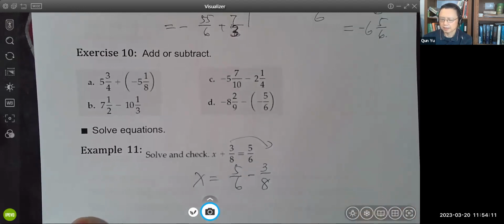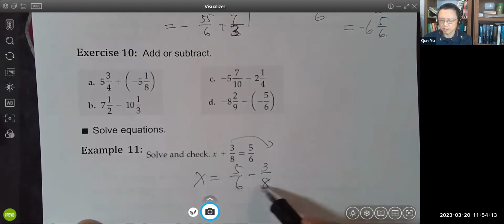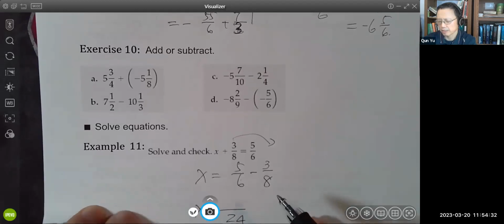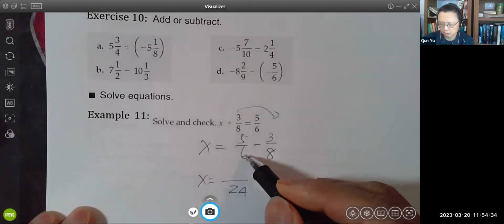Okay. Now we just have a subtraction with different denominators. The common denominator between 6 and 8 is 24. Again, you do multiples of 8 until you find a number that is also a multiple of 6. So that's 24. 24 on the bottom. So we have to multiply by 4 to get 24. So multiply by 4 on both sides.